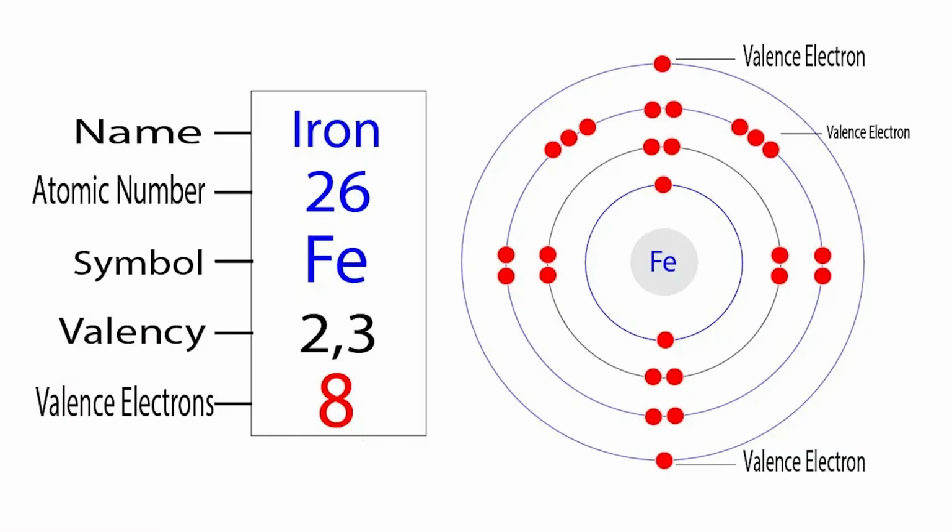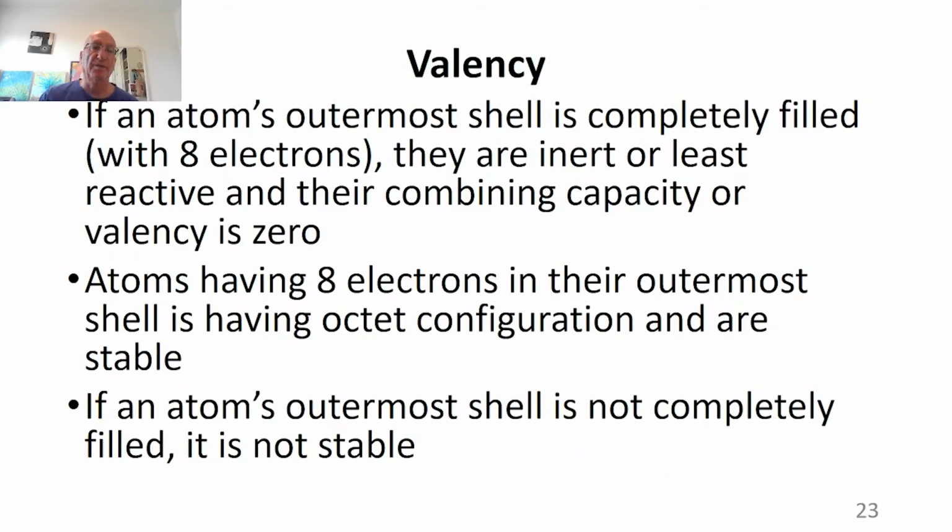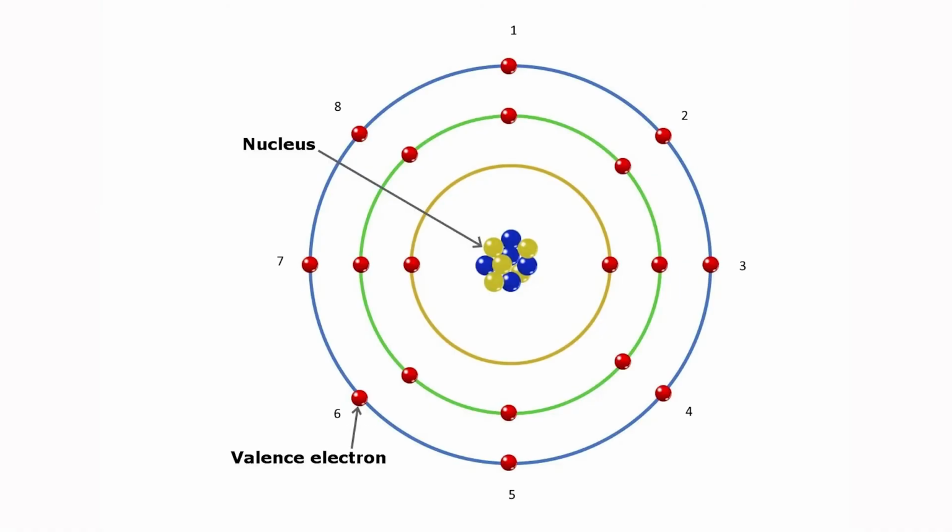The valency of an element is defined as the combining capacity of its atom with atoms of other elements in order to acquire octet configuration, which means to have 8 electrons. If an atom's outermost shell is completely filled with 8 electrons, they are inert or least reactive and their combining capacity or valency is 0. Atoms having 8 electrons in the outermost shell have octet configuration and are stable.